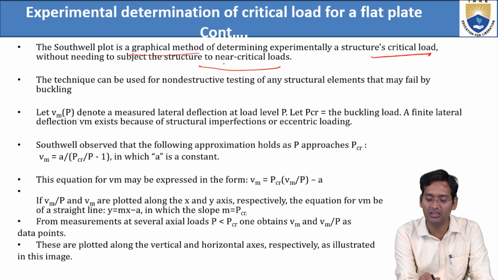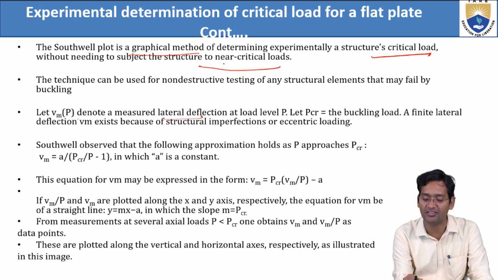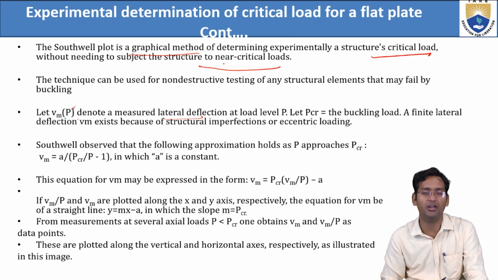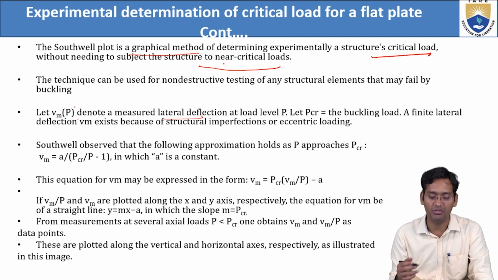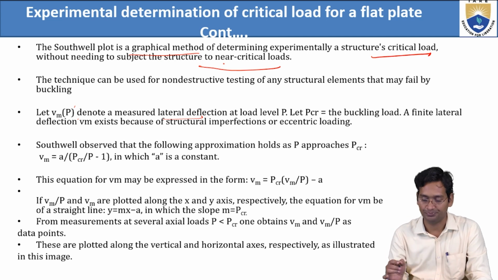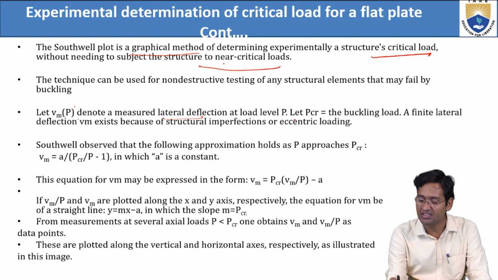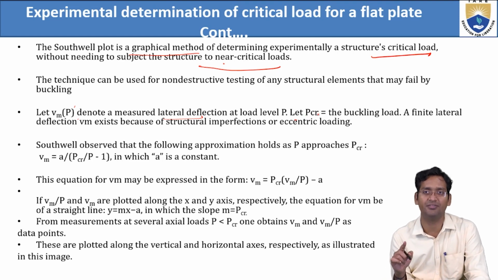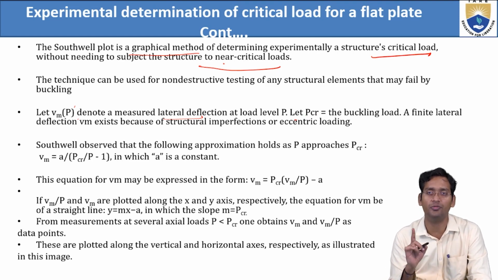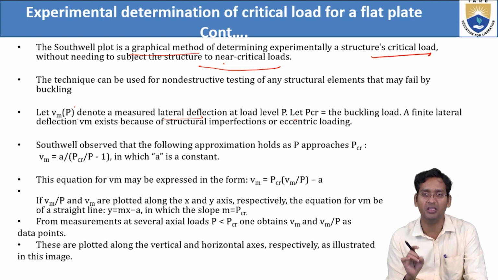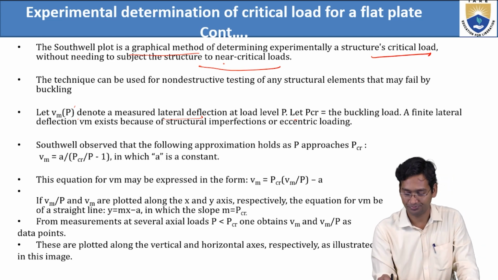Let VM, P denote a measured lateral deflection at load level P. So P stands for load here, and VM is the lateral deflection. Let PCR, so now again we are assuming here PCR. Don't get confused with NXCR. It's just simply that PCR here is the buckling load, whereas NCR was a critical load.